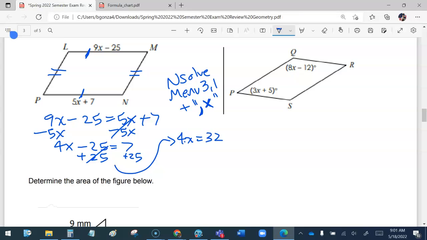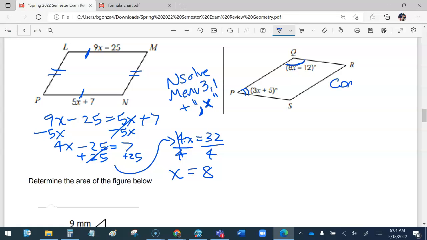Last step to get rid of 4 in front of x being multiplied is to divide. 32 divided by 4 is 8. So our missing variable x is 8, because I know opposite sides are congruent. Okay, but on QP over here, this is obtuse, this is acute, they're not the same.